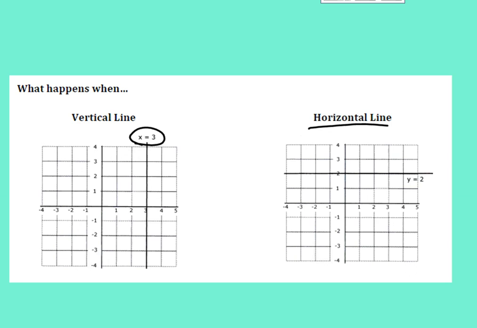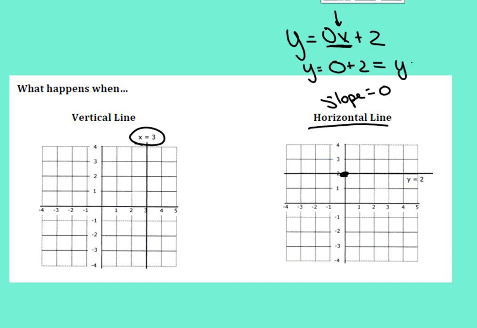A horizontal line means that the slope is 0. So if I look at y equals mx plus b, my slope is 0 times x plus whatever my y-intercept is, which in this case is 2. So my slope is 0. Well, anything times 0 is always going to be 0. So it doesn't matter what goes in here for x, it's always going to be 0. So this is always going to be 0 plus 2, which is just going to be 2.